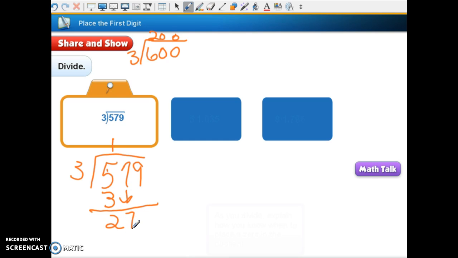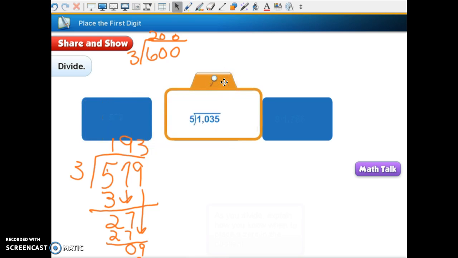Now, how many 3's in 27? 9. See, if you know your times tables, it's very helpful, isn't it? That's 27. We're going to subtract and get 0. Can we share 0 among 3 groups? No. So we're going to bring down that 9 in the ones place. And how many 3's in 9? 3. And so we would subtract and get 0. Now, is 193 close to 200? Yes. So our answer is probably reasonable.